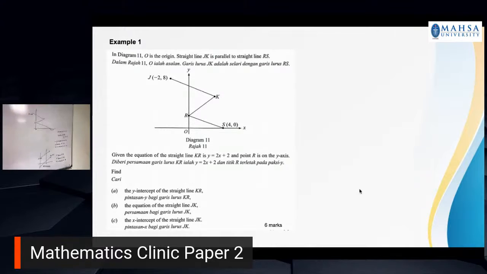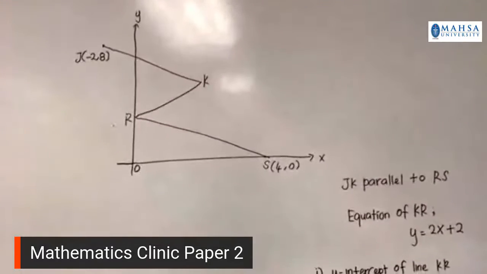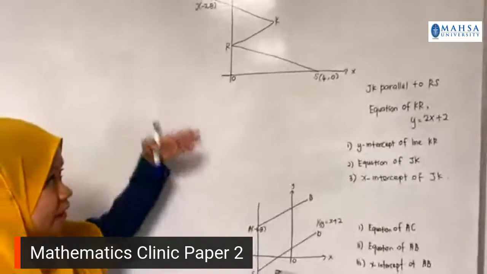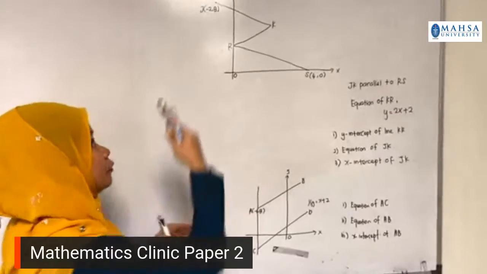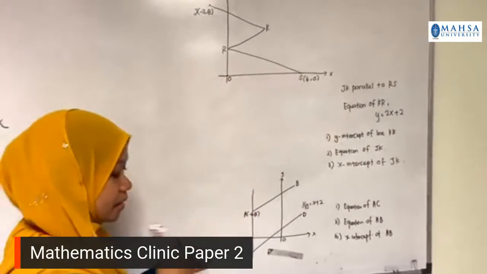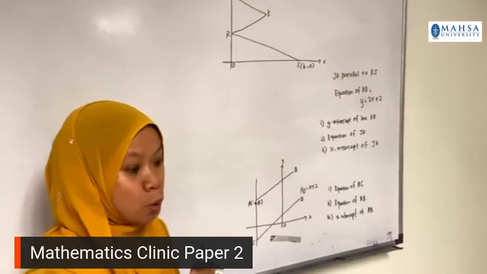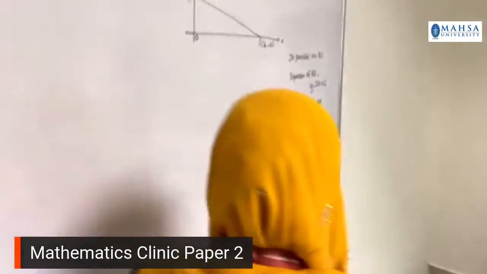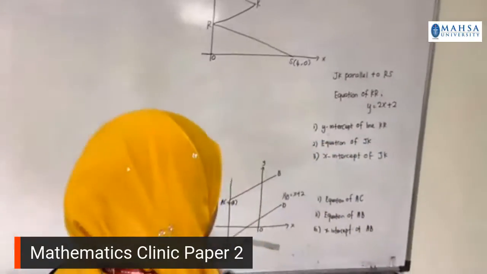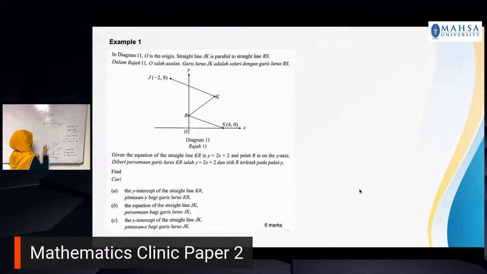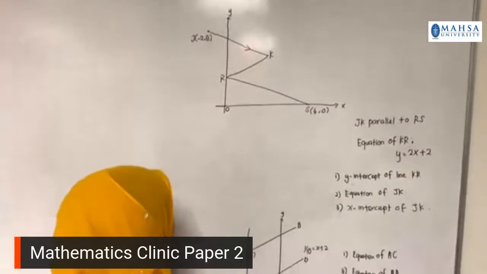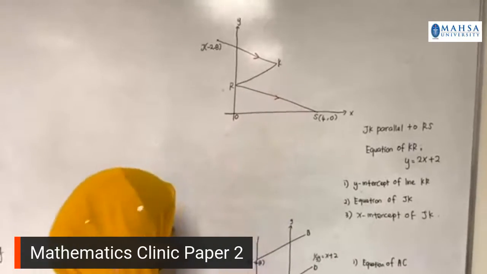This is the first example of a straight line question in section A. The information given shows several lines here, but you must read the question carefully. Which part is a parallel line and which part is not? If you refer to the question on the screen, JK is parallel to RS. Yes, this one is parallel.